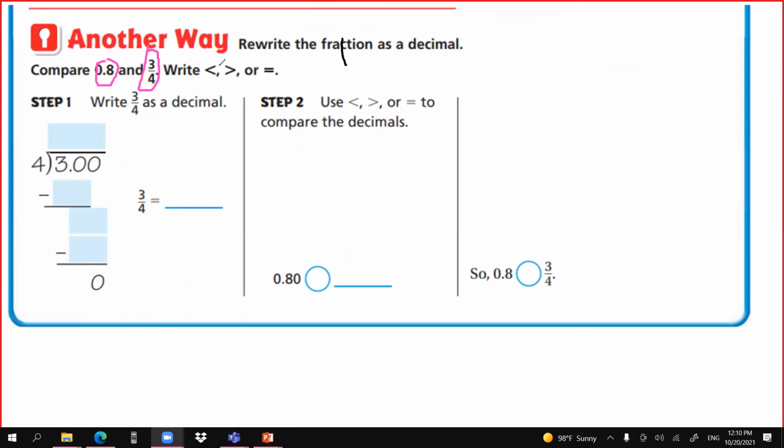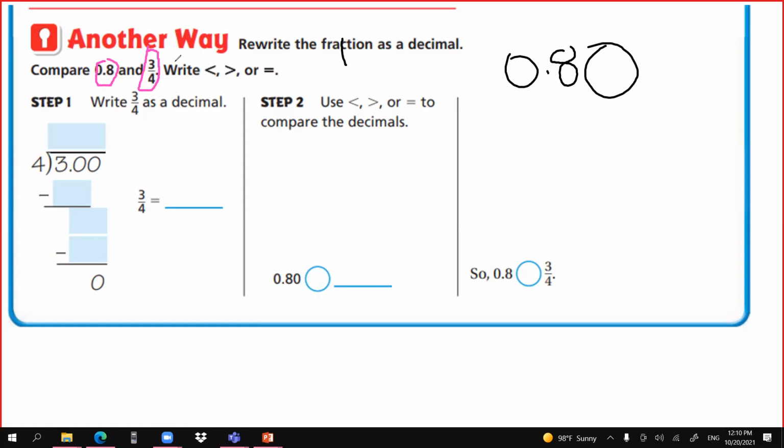I cannot compare between them because one is a decimal and one is a fraction. So to compare between them, I need to make them the same. I need to make them both decimals or both fractions. The one that's easier for me is to make the fraction a decimal. So 0.8, keep it as 0.8. Then I want to write 3/4 as a decimal.